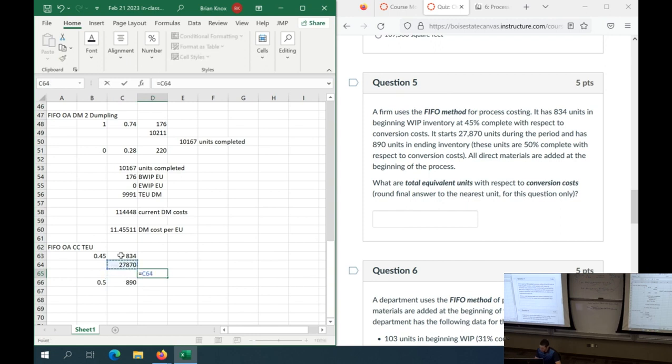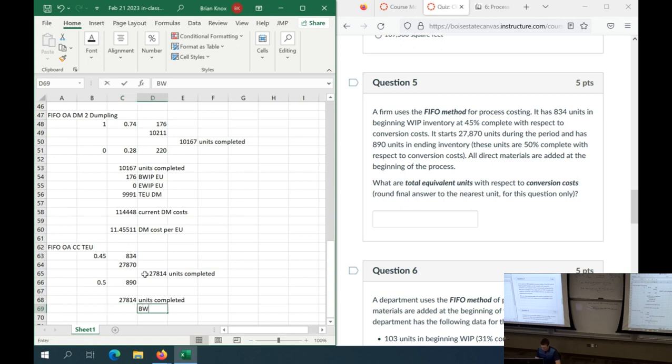All right, real simple calculation here for units completed. Beginning WIP units plus units started minus ending WIP units. That's units completed. Okay, I'll copy that over just to be all nice and tidy.